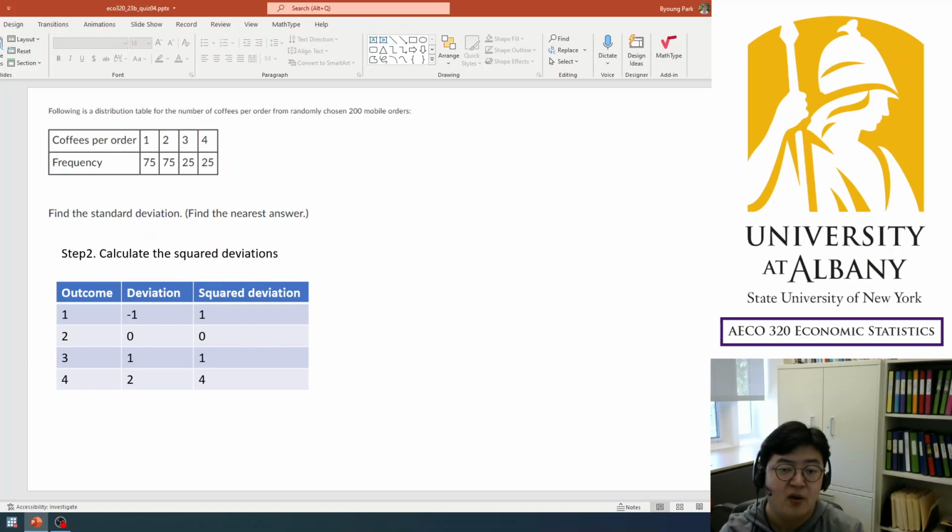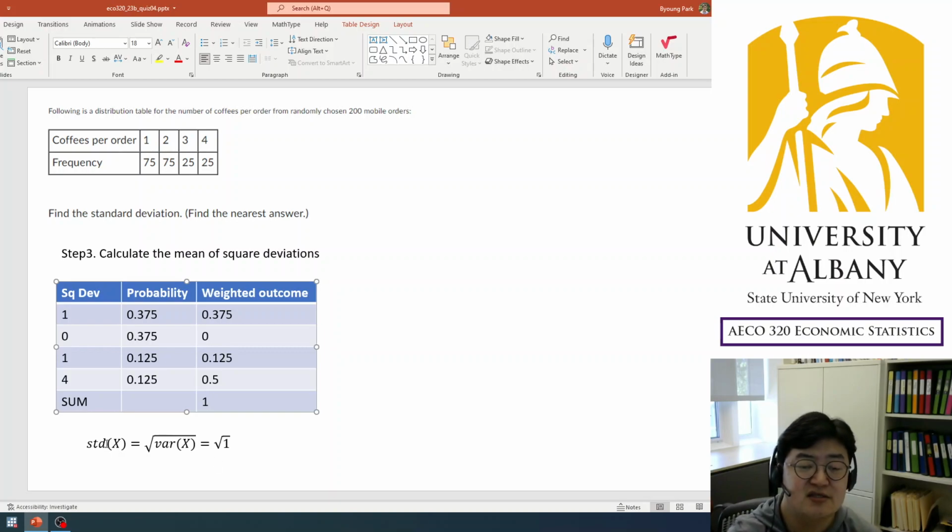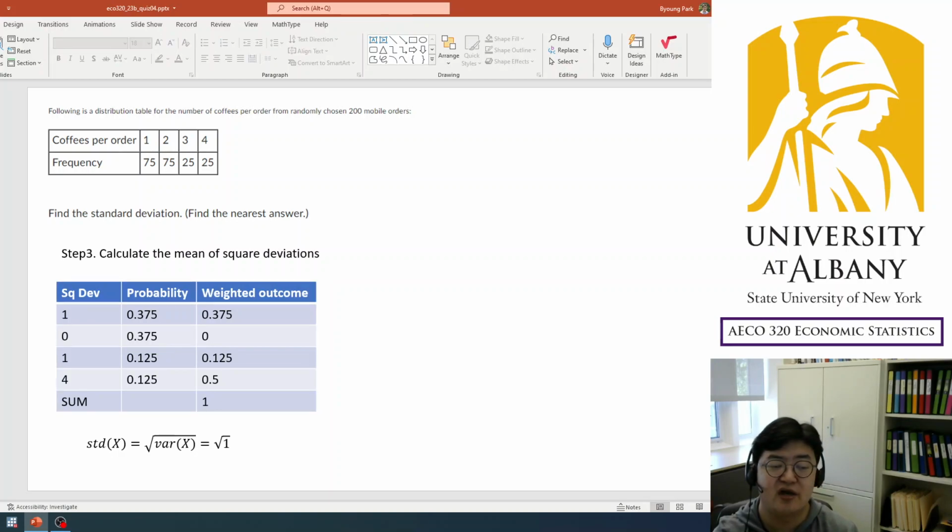And then step 3, we are going to calculate the mean of the squared deviations. So the squared deviations are 1, 0, 1, 4, and attach the original probability, and then you have to repeat calculating the mean, multiplying the squared deviation by the probability, and do that for each of the squared deviations, and sum all the probability weighted squared deviations, and you get the variance. The variance here is 1, and what you need is the standard deviation, which is the square root of the variance. So again, it is still 1. Okay, that is how we calculate the standard deviation.